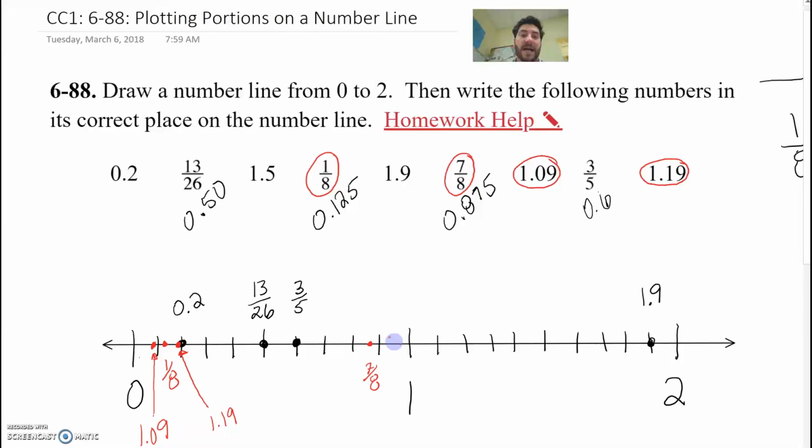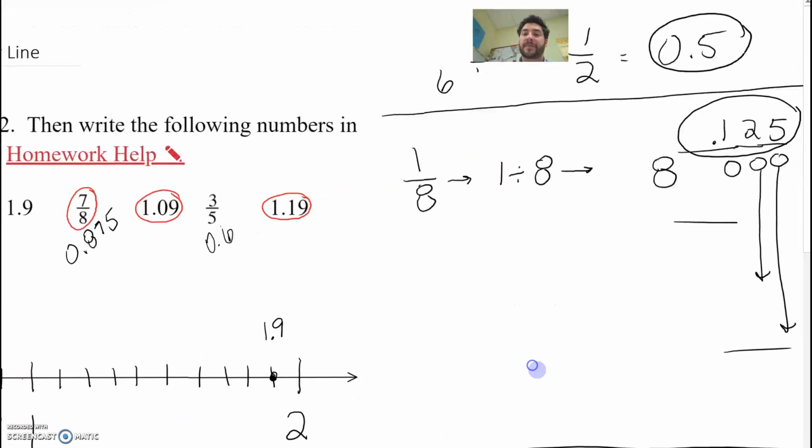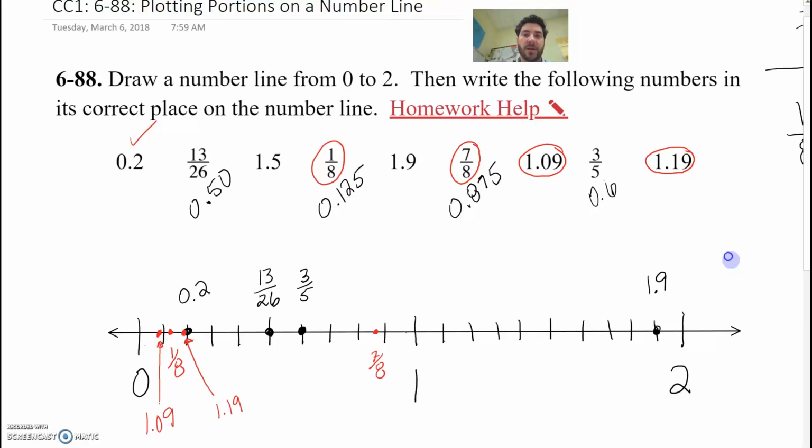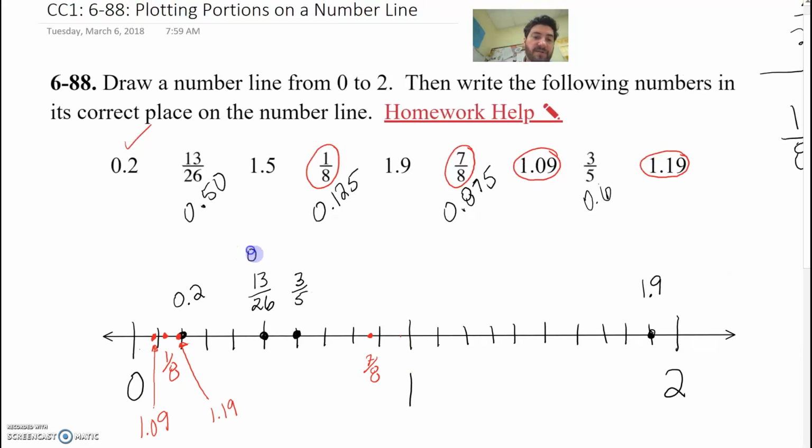So some of these I could place just pretty easily. This is 2 tenths, which I just put here on the second tenth. 13/26, yep. I don't know why this went away, but this is 13/26, and I knew that I could divide by a factor of 13, which made a half. So 13 divided by 13 is 1, 26 divided by 13 is 2. And 1/2 is 0.5, or 5 tenths. So I knew that this was 5 tenths. This is where 5 tenths goes, which is the same thing as 1/2.